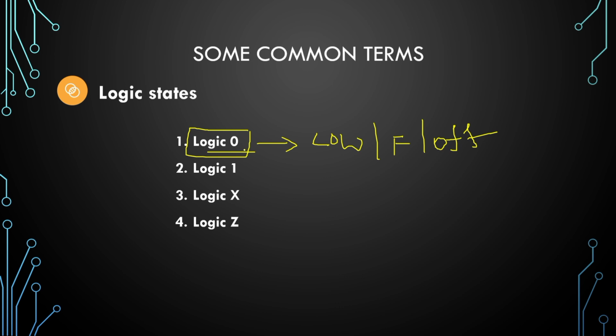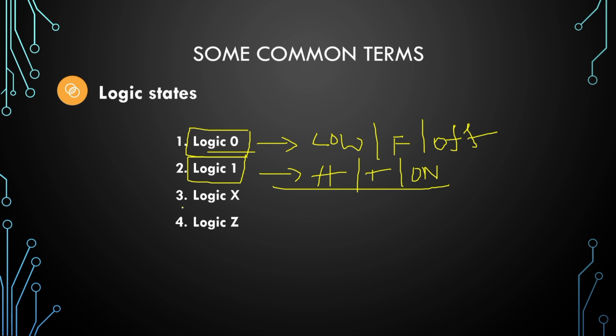If you are telling logic 1, then it represents the opposite of logic 0. This will be either high, or true, or on condition. This is how we represent logic 1 in a positive logic system.